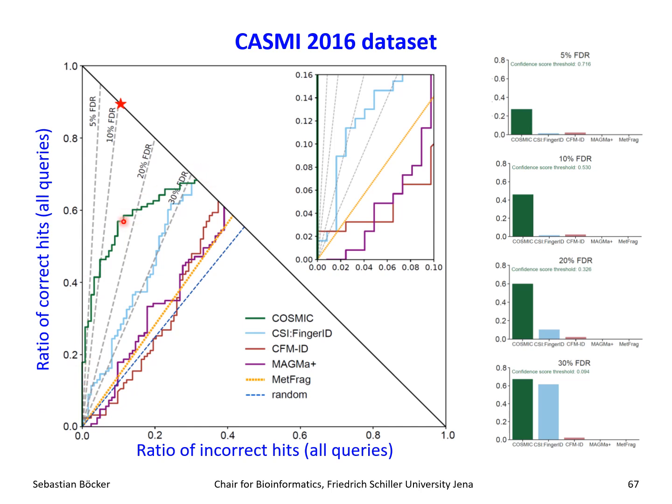The best looking one is CASMI, but it's also the very small data set. But we see that indeed our method of separating correct and incorrect hits is doing something very useful. So it's returning a large number of hits at very low FDR.